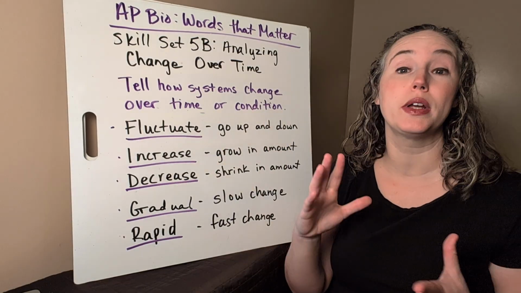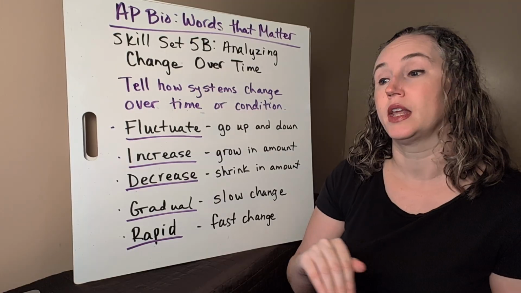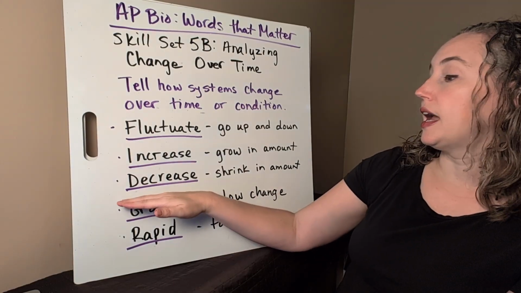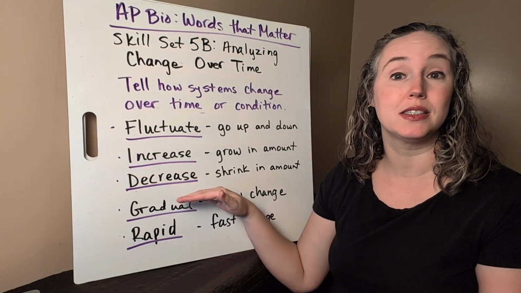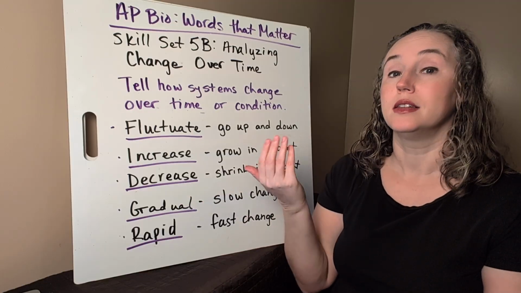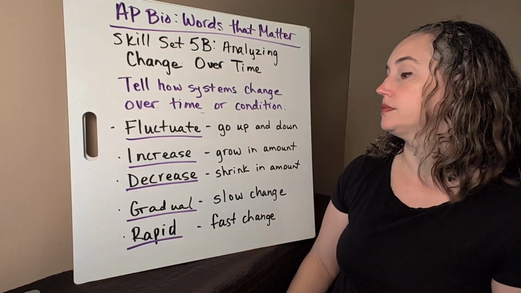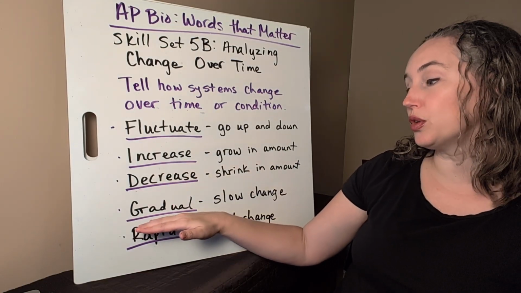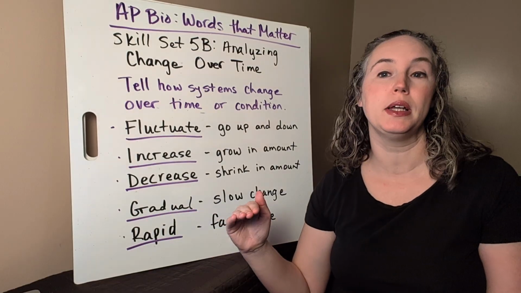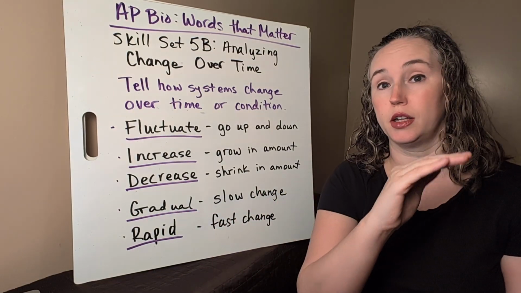Decrease means to shrink in amount or to go down. You could say something like photosynthetic rate decreases when light is limited. So the fourth word is gradual. This means a slow change.